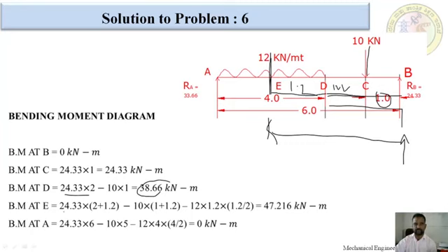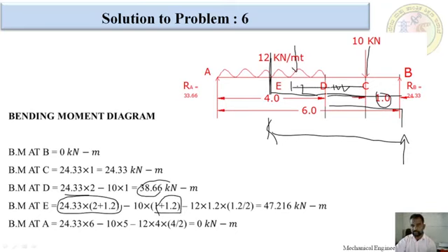1.2. For that reason, 24 into 2 plus 1.2. This is the value, the upward force. In the bending moment calculation, upward force is taken as positive and downward force is negative. Negative 10 into this 1 plus this 1.2. Total is 2.2. This would be the magnitude.